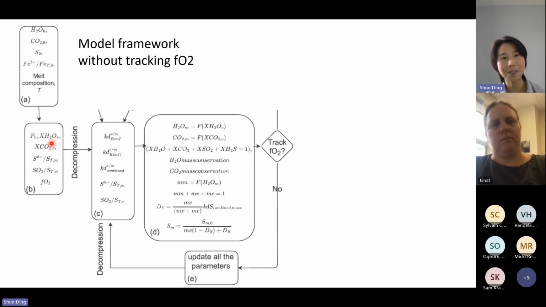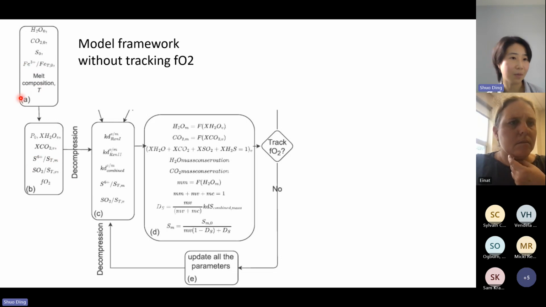In the very first step, it doesn't partition sulfur into the vapor. It really just uses the water and CO2 to calculate the saturation pressure and the vapor composition, so it's really just water and CO2. But then in the magma, you calculate the sulfate over total sulfur ratio using the ferric-ferrous iron ratio, and using that ratio you can also calculate the initial fO2. That's how you have the very first step. Everything is ready, and then SolveX can start decompression.